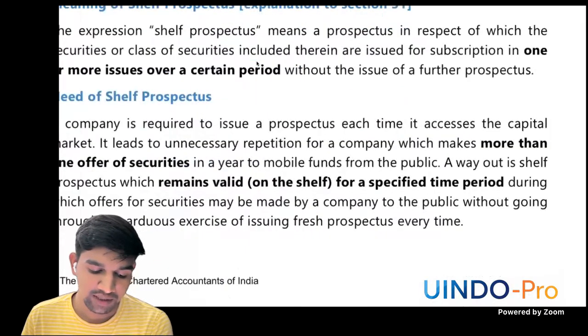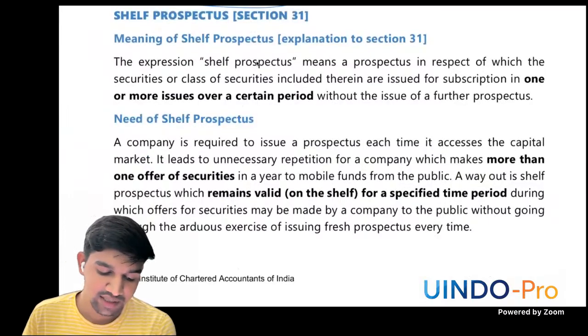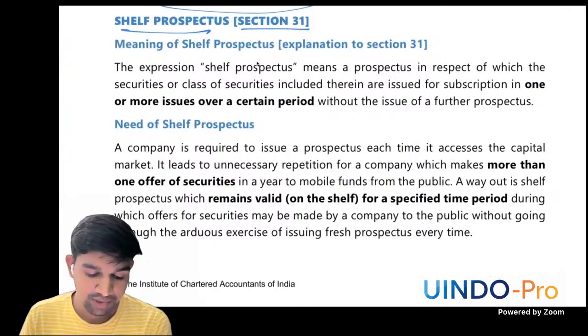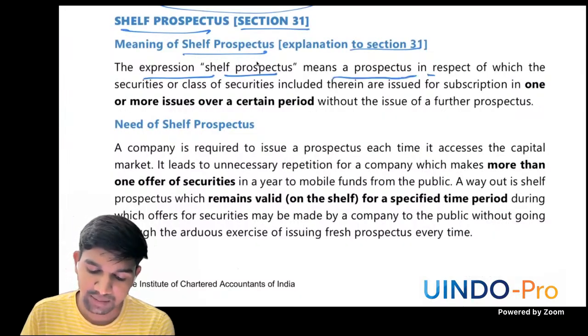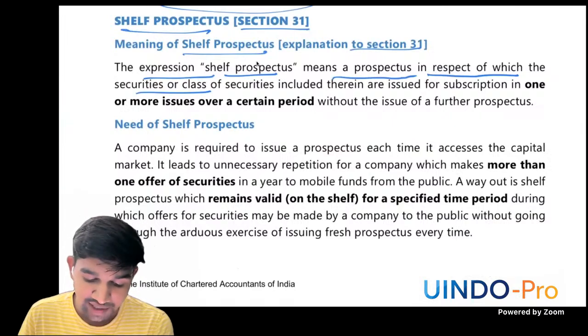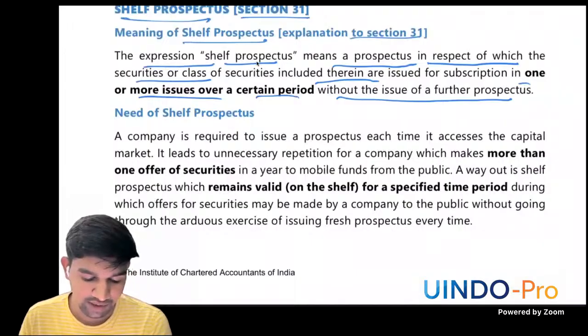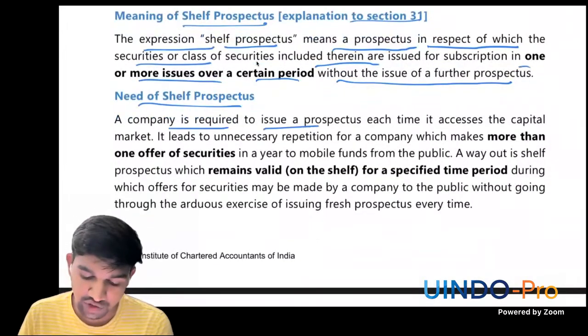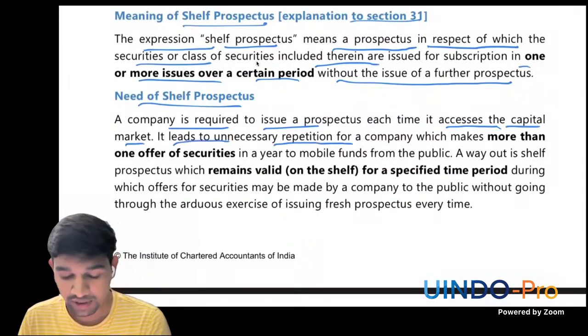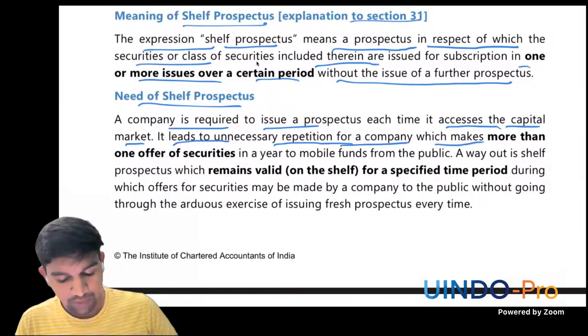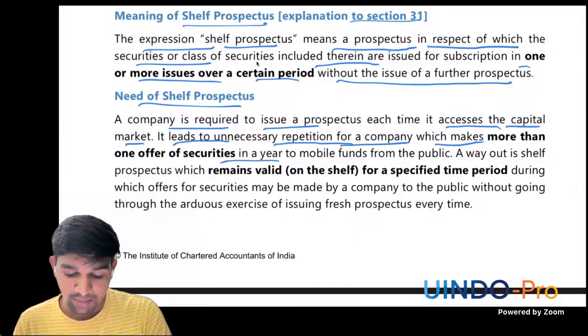Now we will see the shelf prospectus. Section 31 deals with the shelf prospectus. Meaning of shelf prospectus, explanation to Section 31: the expression shelf prospectus means a prospectus in respect of which the securities or class of securities included therein are issued for subscription in one or more issues over a certain period without the issue of a further prospectus. A company is required to issue a prospectus each time it accesses the capital market. It leads to unnecessary repetition for a company which makes more than one offer of securities in a year to mobilize funds from the public.